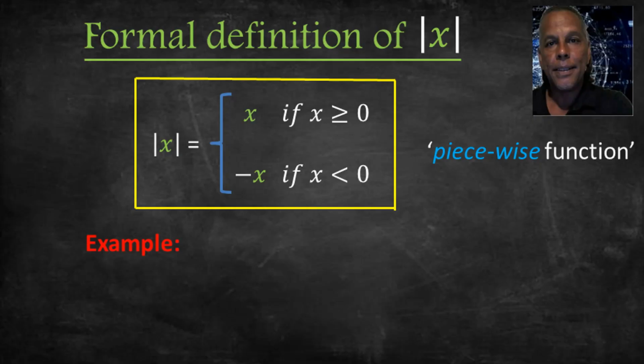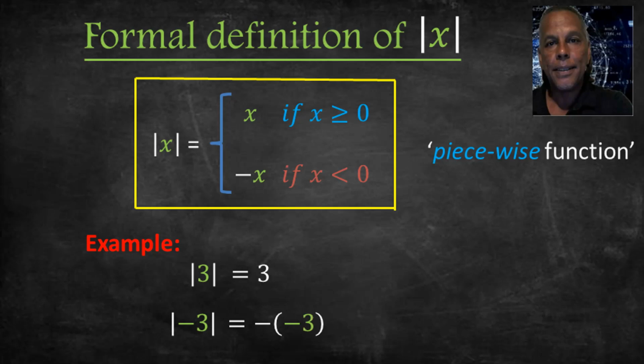Let's take an example. Let's take the mod of 3. In this case, x is a positive number, so the mod of 3 will just be equal to 3 by this definition. Let's take the mod of negative 3. In this case, x is less than 0, a negative number, so the mod of negative 3 by this definition will equal minus negative 3, which is also equal to 3.